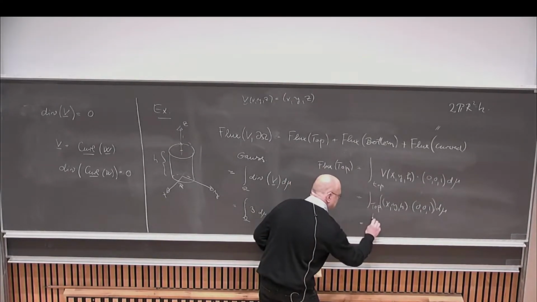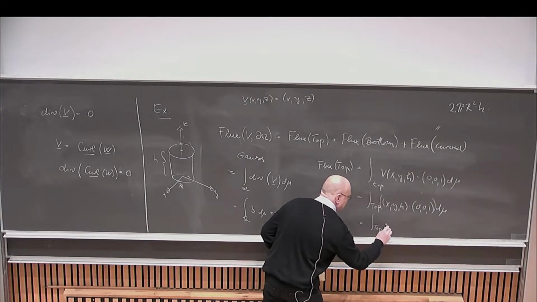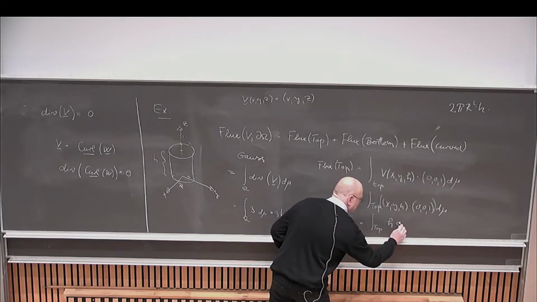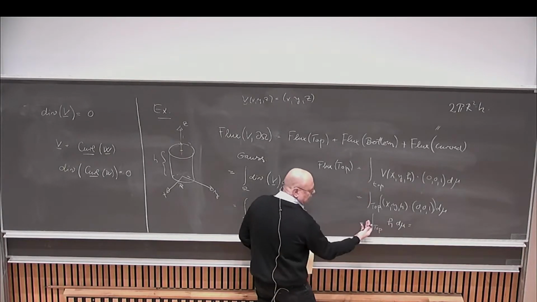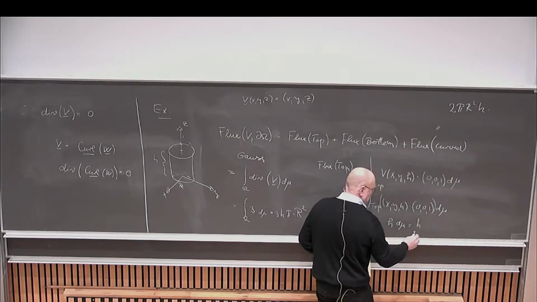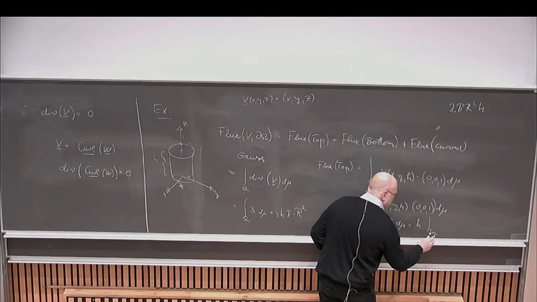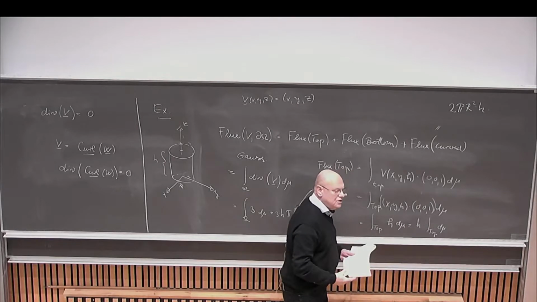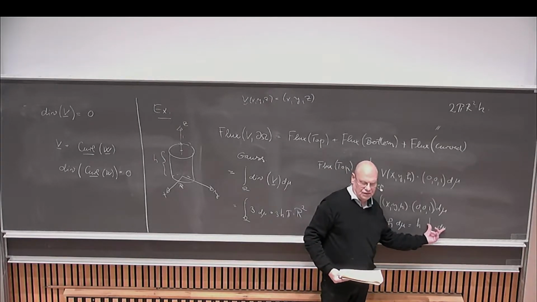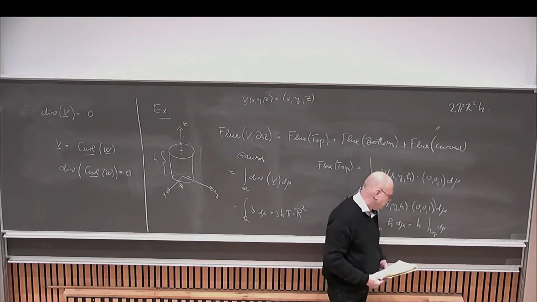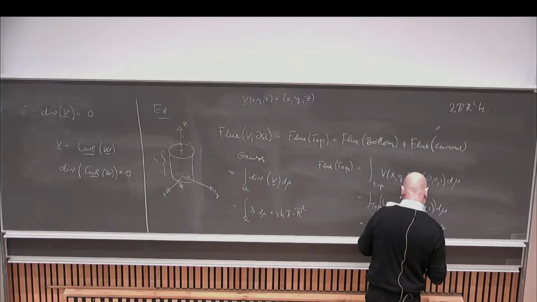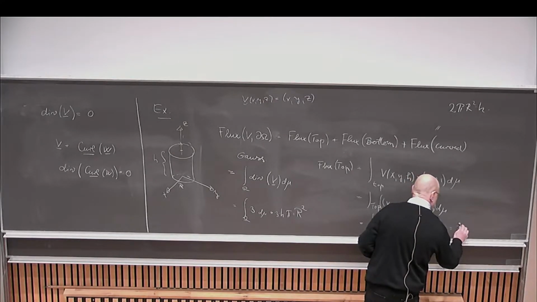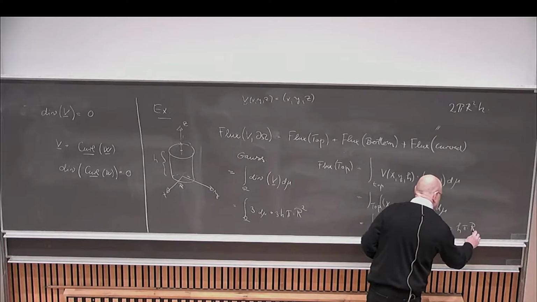So this is h and then d mu. Again, you can put h outside, and you get this integral over the top surface of d mu. That is, you have a 1 here. So this is simply the area of the top surface. And now the area of the top surface is pi times r squared.